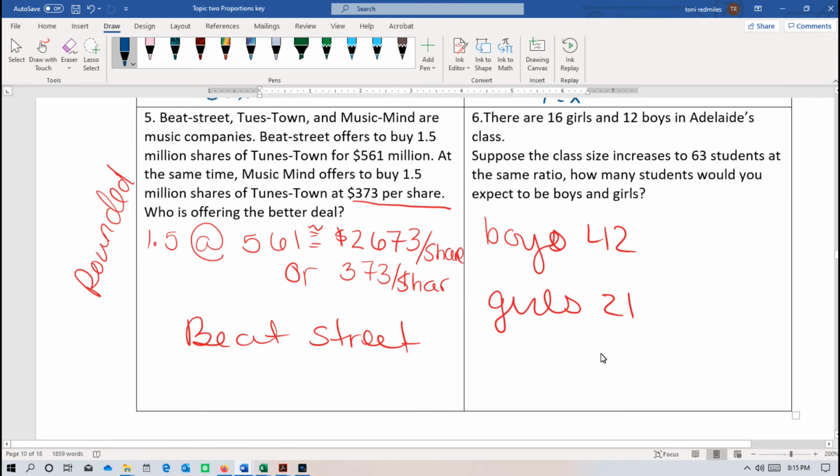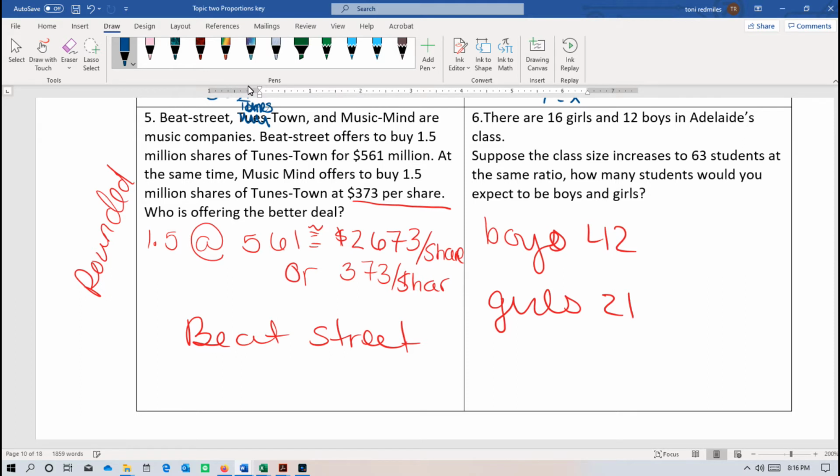All right, Beach Street. Oh, I have a typo. What is Tuesday Town? That doesn't make sense. It's actually Toonstown. All right, so Beach Street, Toonstown, and Music Mine are music companies.